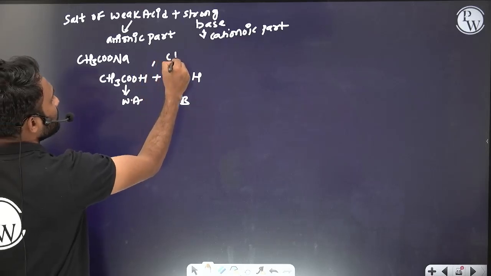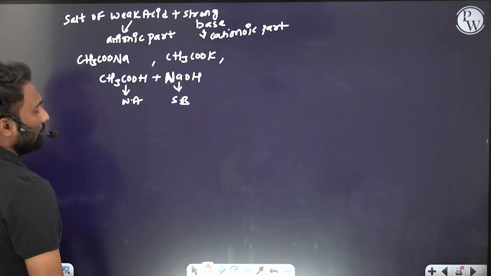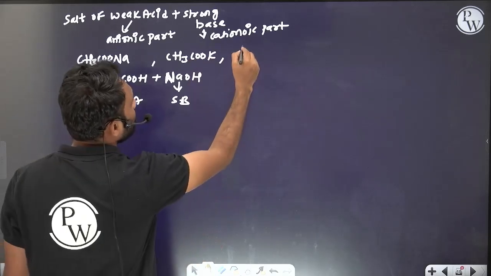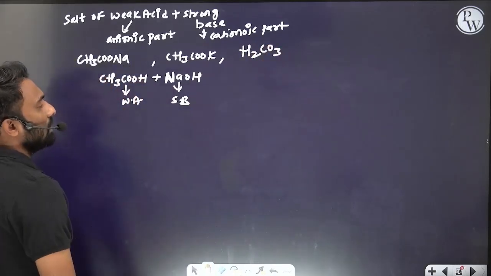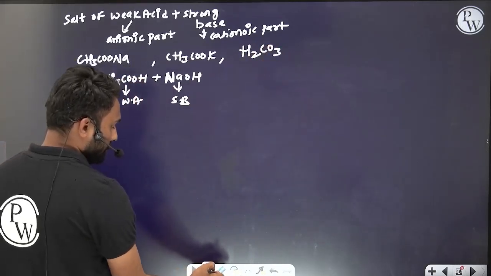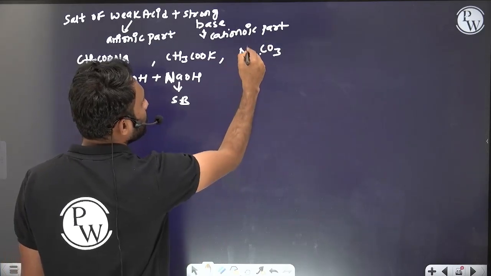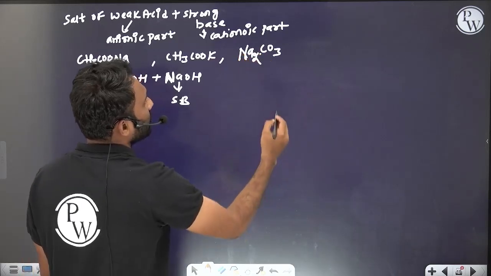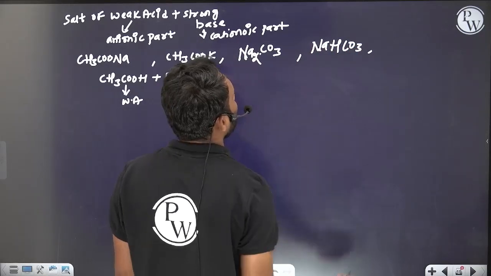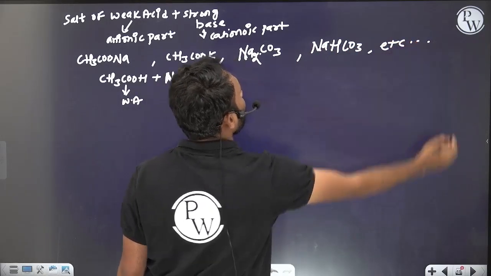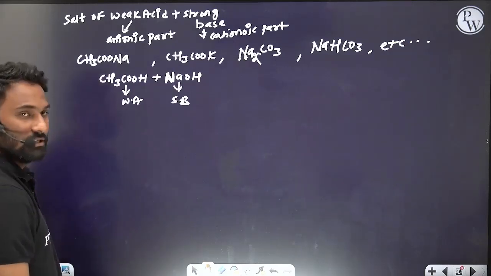Next, CH3COOK. Next, carbonic acid. This is sodium carbonate. Next we have sodium bicarbonate, etc. These are the examples for the salt of weak acid plus strong base.